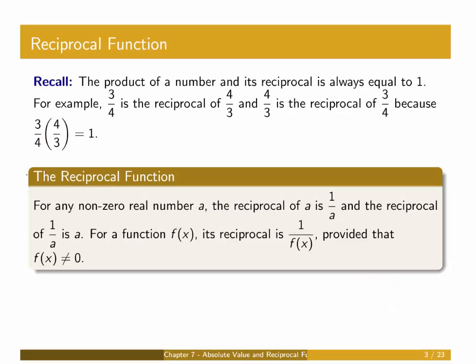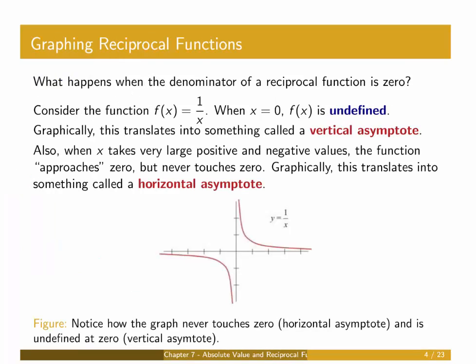So basically, this slide here, we're going to define what a reciprocal function is. If you're given some function f of x, its reciprocal is 1 over f of x, provided that f of x cannot be 0. At 0, you're going to get points where it is undefined. So let me just show you what a reciprocal function looks like.